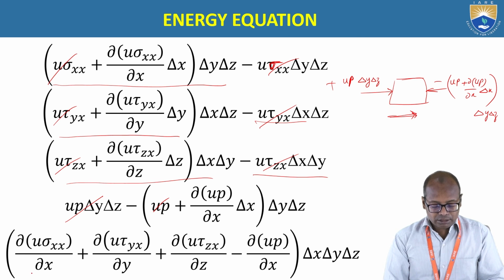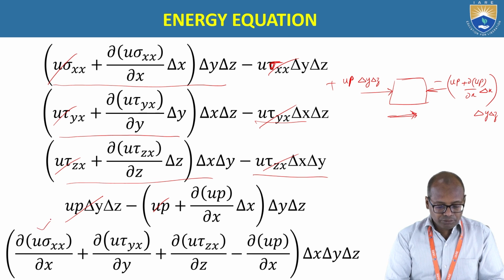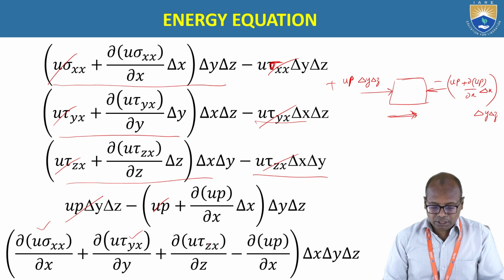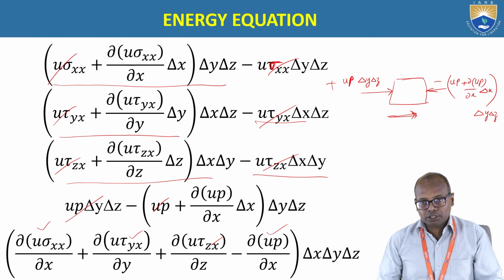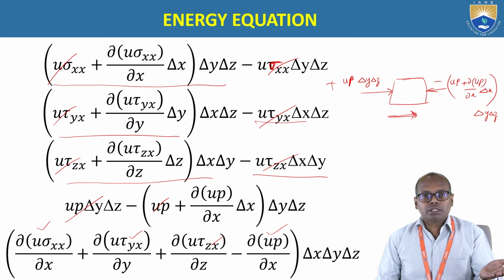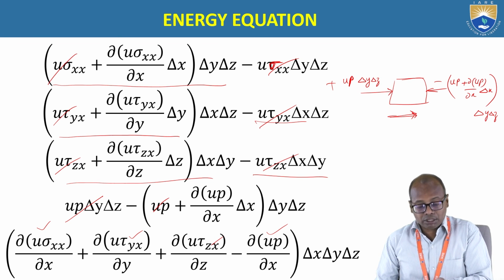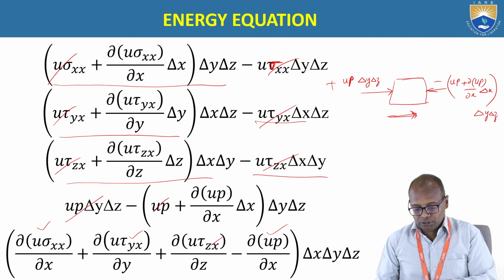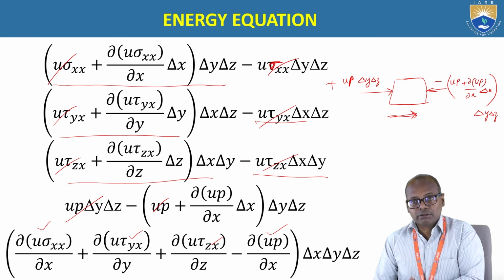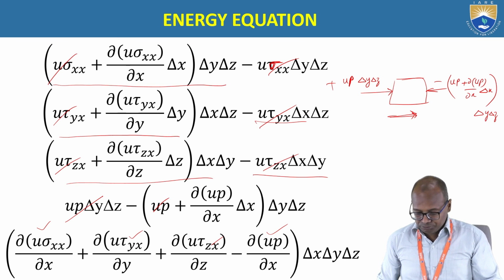Now this is the work done by the normal stress, the net work done by the normal stress. This is the net work done by the shear stress, and this is the net work done by the pressure force. We have seen the net work done by the body force. We have seen the net work done by the pressure force. We have seen the net work done by the shear force. And delta x, delta y, delta z is common, so I have taken it common.